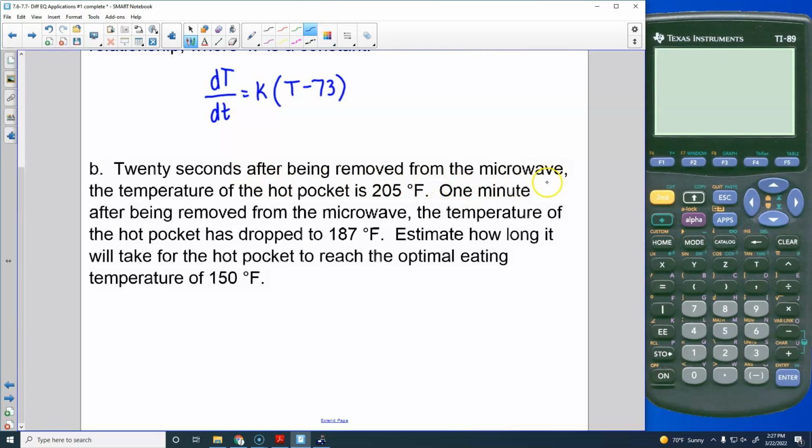So we have to find this information. So we need to solve the differential equation first. So dT over dt equals k times (T minus 73). The dt, we're going to multiply on both sides. We have to get rid of the big T, so we're going to divide by (T minus 73).